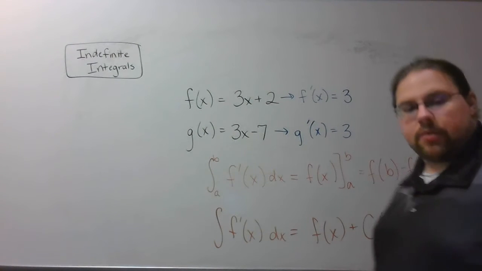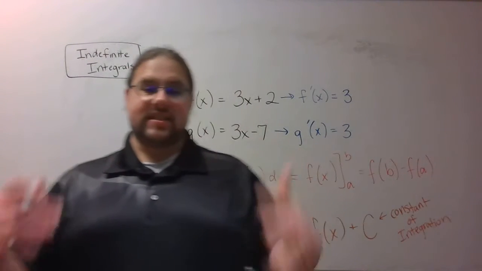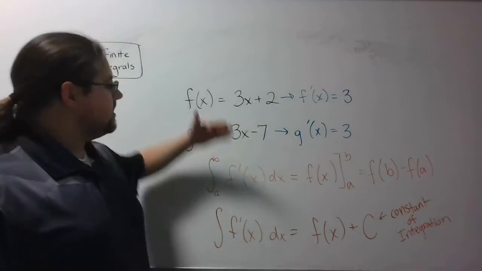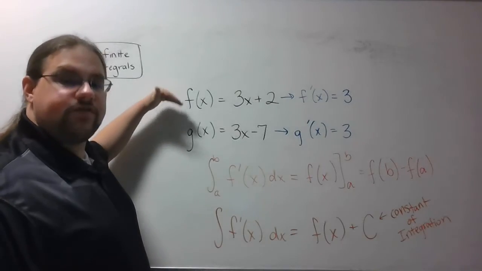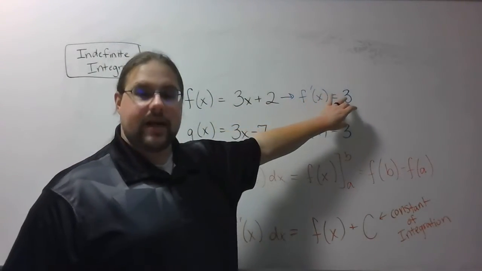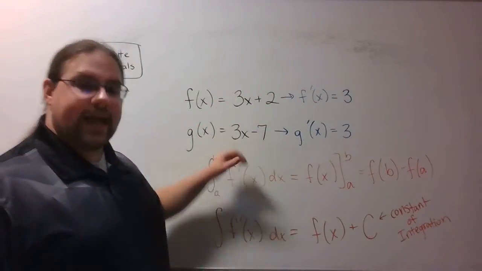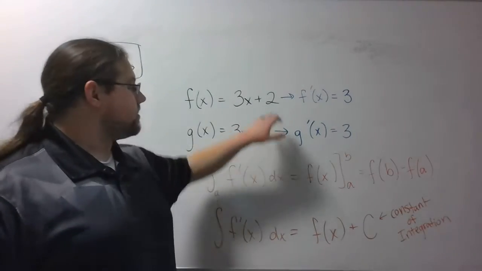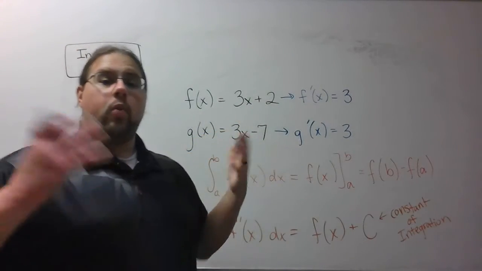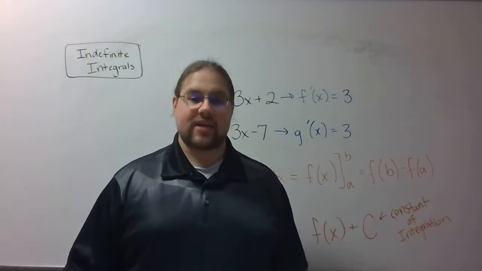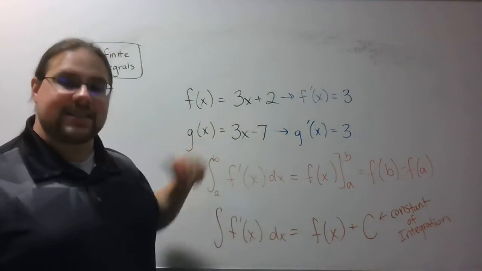Okay, so the reason we have the C there is for this exact reason you see up here at the top: how do I know which function I started with? Well, if all I'm doing is integrating 3 and I just say it's 3x, that's not quite correct because it could be some other number afterwards. It could be a 2, it could be a negative 7. We just don't know. So that C is representing every number that could come next. It's every possible constant term.